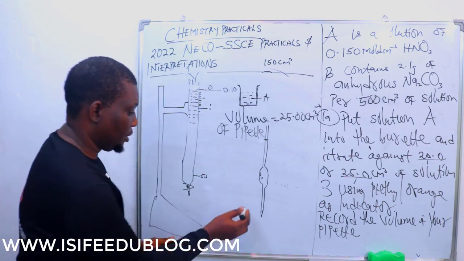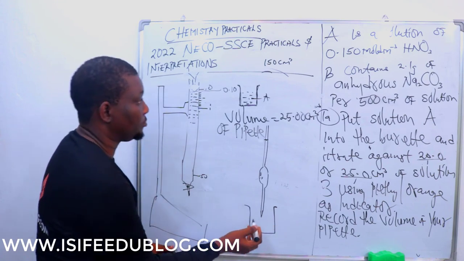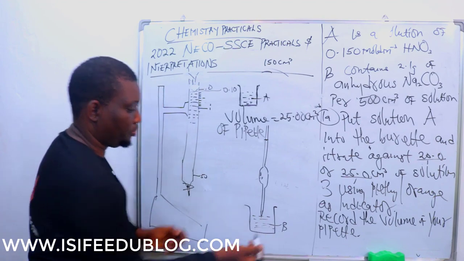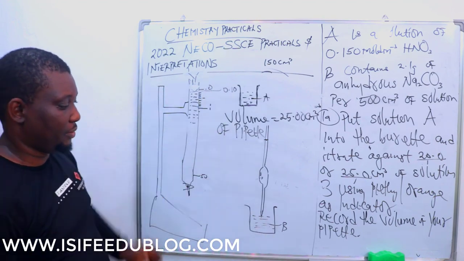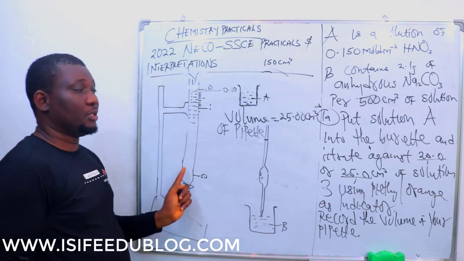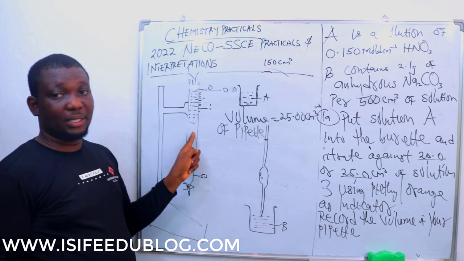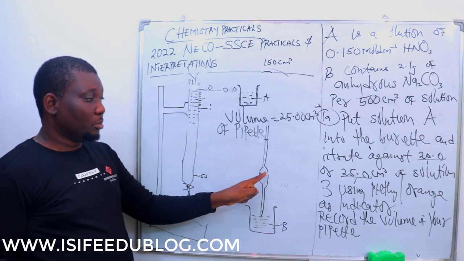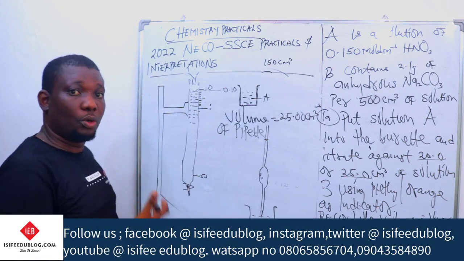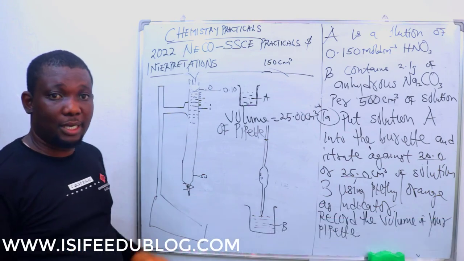You already have your next beaker here. The solution here, we are going to use this piece of apparatus to measure it accurately. The one being titrated against, you don't know the volume of this one, you are yet to find it, but the volume of this is already known. The one whose volume is unknown is the titrant. The one whose volume is known is the analyte. The analyte is the base, the titrant is the acid.